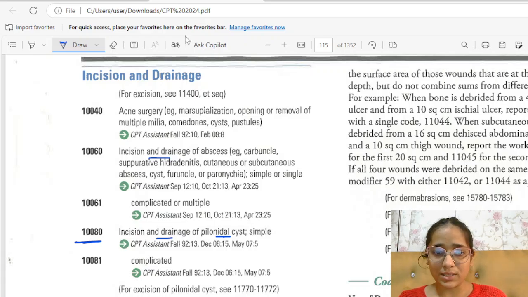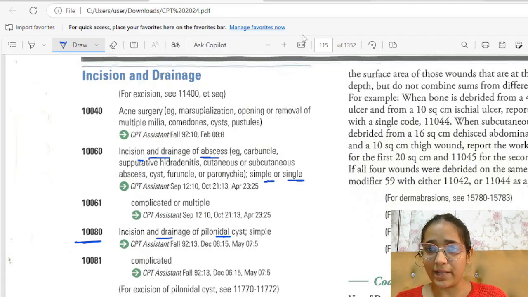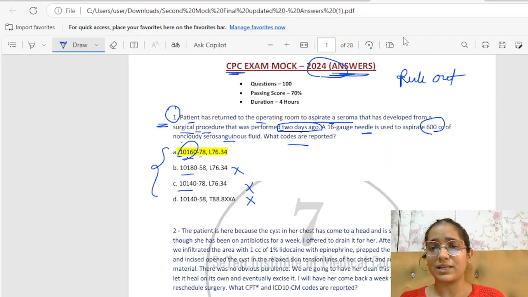10160 is incision and drainage of abscess, carbuncle, suppurative hidradenitis, cutaneous or subcutaneous abscess, cyst, furuncle or paronychia. This is for simple and single. We do not have any documentation of complications like drain placement or any other complication, so we will consider this as simple. Now we have just one option, 10160. This will be our answer.